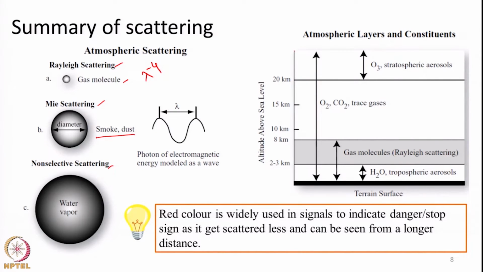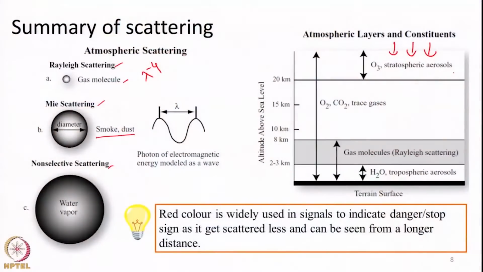If you look at the different layers of atmosphere, here from the surface up to 20 kilometers is given in this particular figure. When the electromagnetic radiation from the sun is coming in, the top portion of the atmosphere consists primarily of gas molecules. So, most of the Rayleigh type of scattering will occur in the top portion of the atmosphere, say about 8 kilometers above the surface, where the atmosphere contains a lot of gas molecules, hence Rayleigh scattering will be happening.